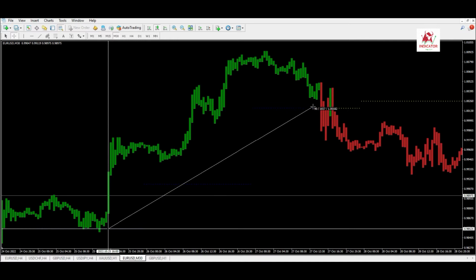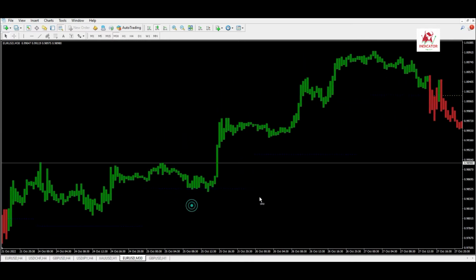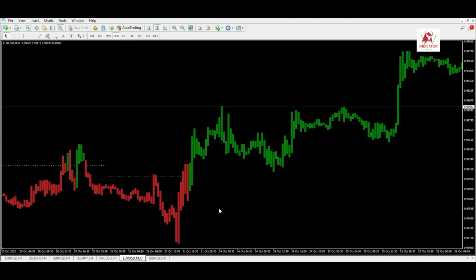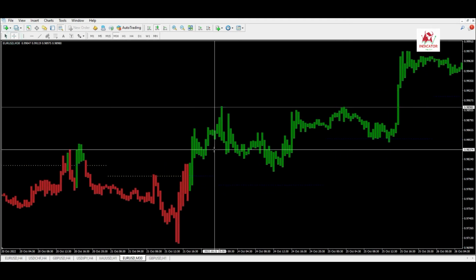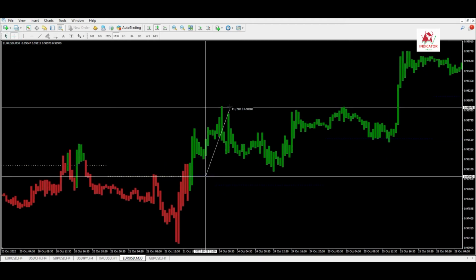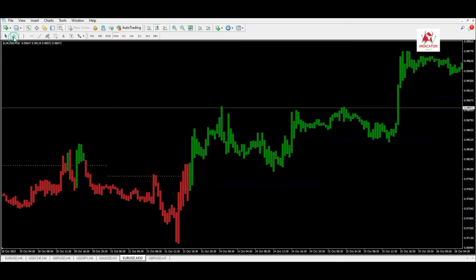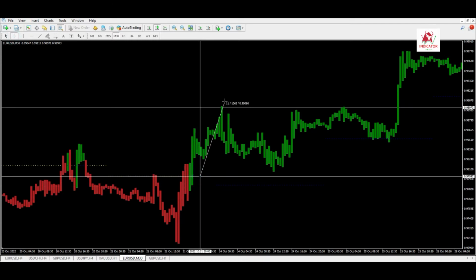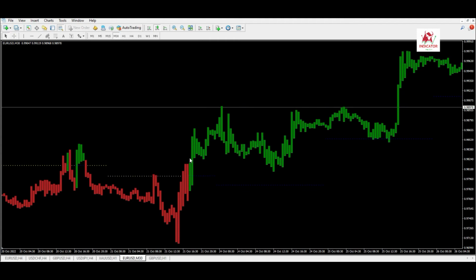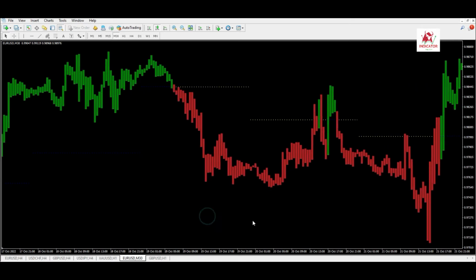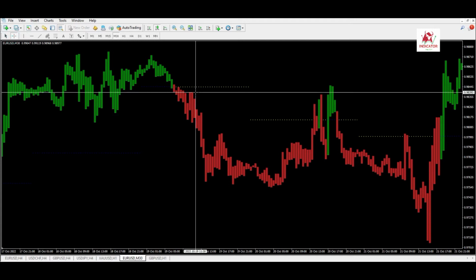First resistance, R1, equals 2 times PP minus low. Second resistance, R2, equals PP plus high minus low. Third resistance, R3, equals high plus 2 times PP minus low. First support, S1, equals 2 times PP minus high. Second support, S2, equals PP minus high plus low. Third support, S3, equals low minus 2 times high minus PP.